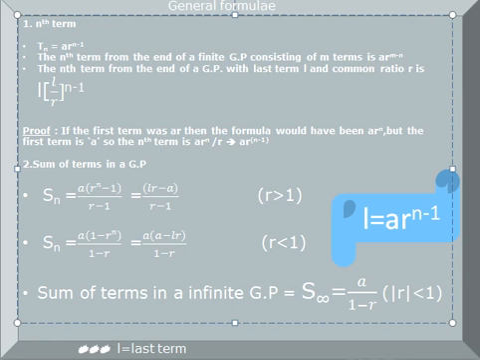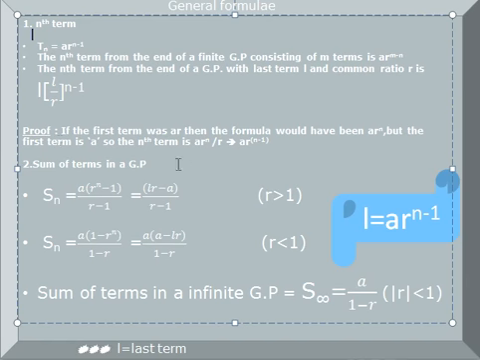Now the sum of the terms in a GP. So the sum of n terms equals a into r to the power of n minus 1 whole divided by r minus 1, when the common ratio is greater than 1. So the first term multiplied by the common ratio to the power of the number of terms minus 1, divided by the common ratio minus 1. It can also be written as last term into common ratio minus first term, divided by common ratio minus 1.